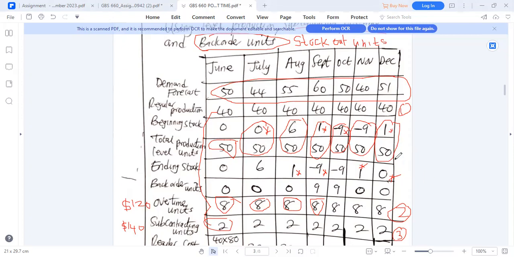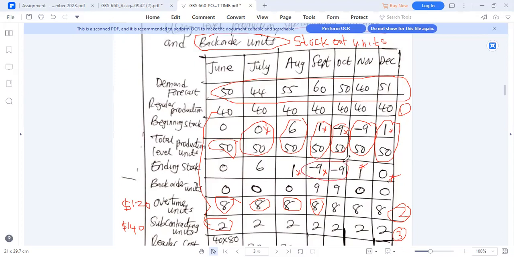All right, so this is about what we have on that one. So from there, we can see our backlog. Our backlogs are in the months of September and October. This is where we have the backlogs.